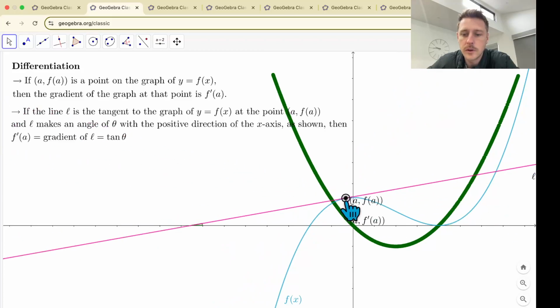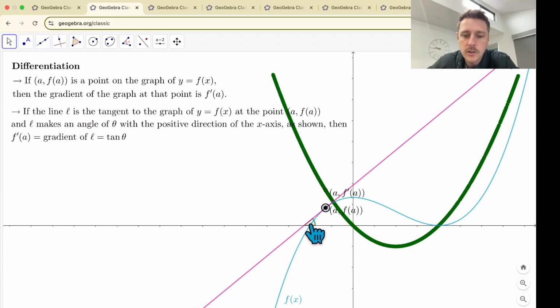And the other thing I'll just point out is you'll probably notice this angle here. So this angle here is theta, and this is the angle that this line L makes with the positive direction of the x-axis. So we say that if the line L is a tangent to the graph, as we have here at the point A f of A, and L makes an angle of theta with the positive direction of the x-axis, then the gradient of L is equal to tan theta.